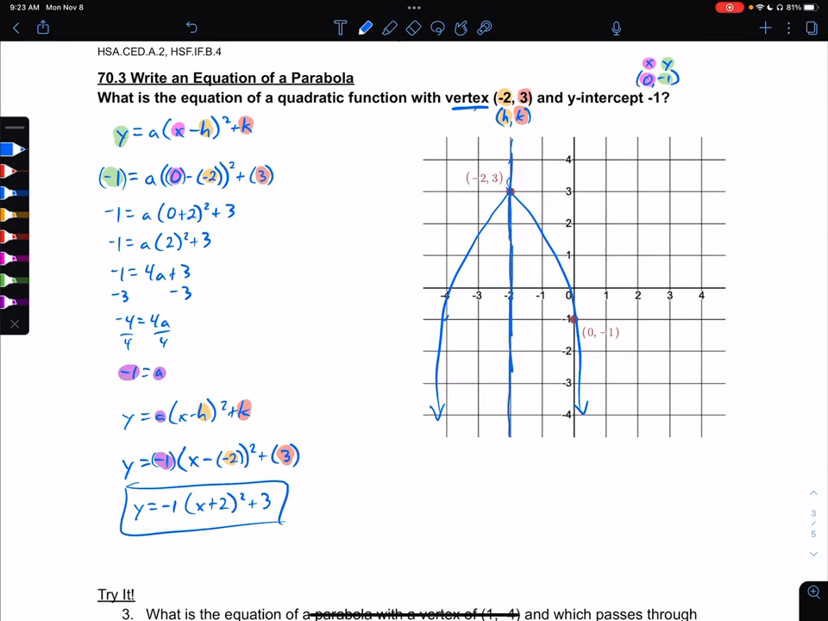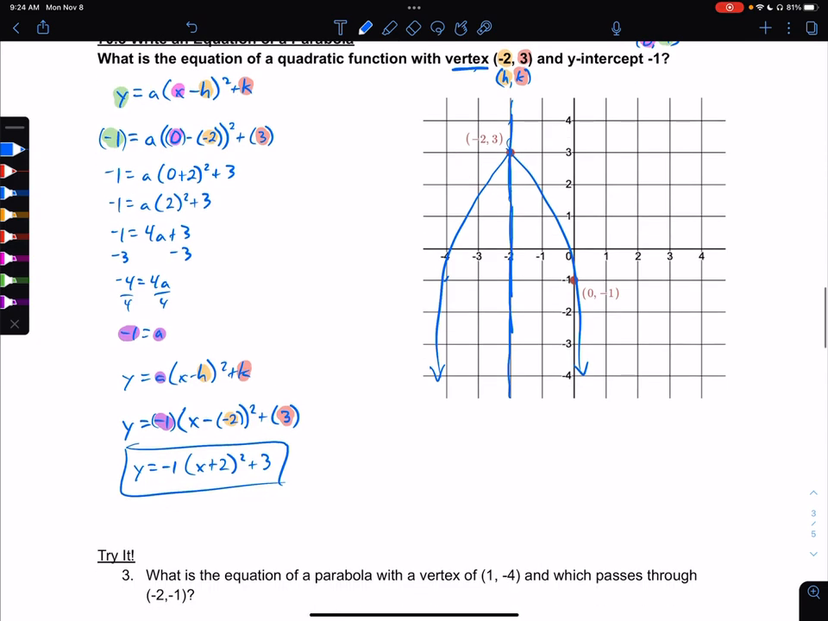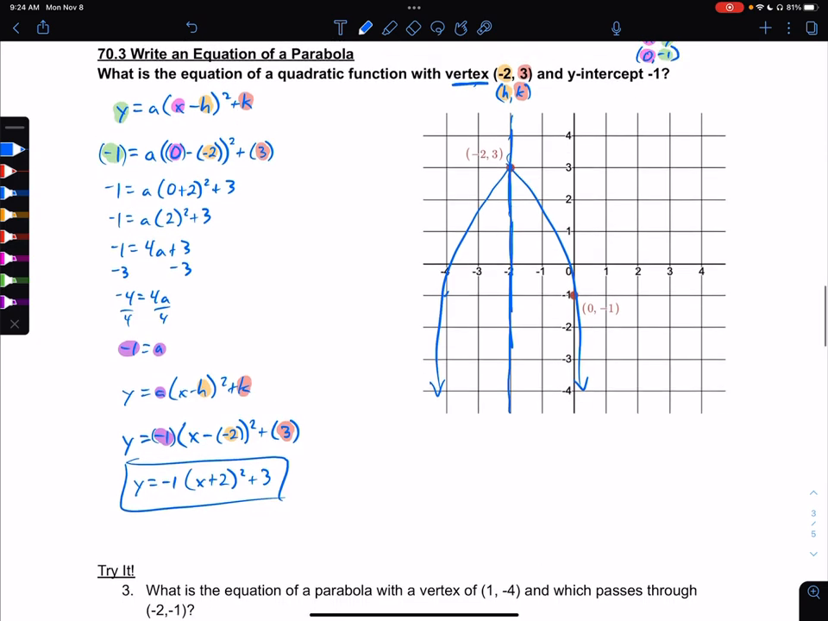Really, all you're looking to do is this: they're going to give you the vertex and a point. Again, in the Try It, they give you a point. In this example, they give you the y-intercept. But either way, plug in your x, your y, your h, and your k, solve for the a value, and once you know what a is, your final answer will be in vertex form. This is vertex form, where we have our a, h, and k. And that's it.